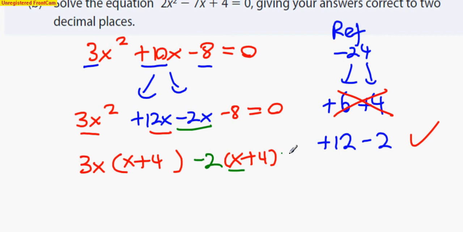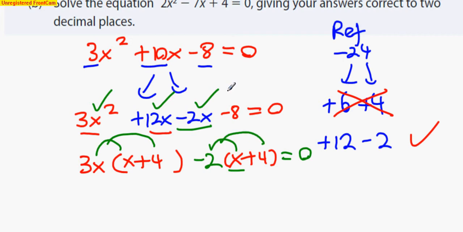Just check this to make sure that you've gotten the right answer. So 3x by x is 3x squared, 3x by 4 is 12x, minus 2 by x is minus 2x, and minus 2 by 4 is minus 8. So we know we're correct.